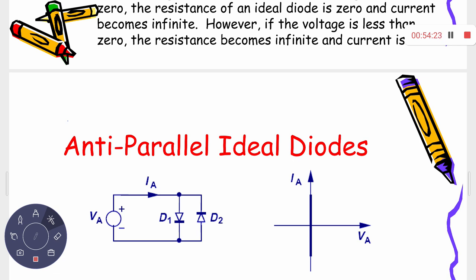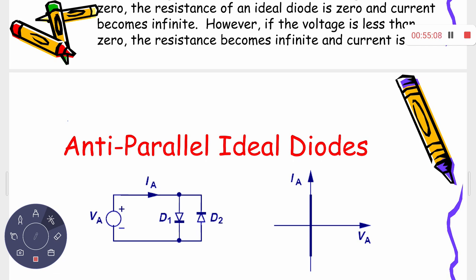What happens? What is the status? Suppose you are allowed to choose any VA value. Short circuit for any voltage. Suppose your VA value is greater than 0. It's an ideal diode, not non-ideal. So if VA is greater than 0, then this D1 will be on. On means what? Short circuited. D2 will be off. Open circuited. D1 on, so we have current. An enormous amount of current.